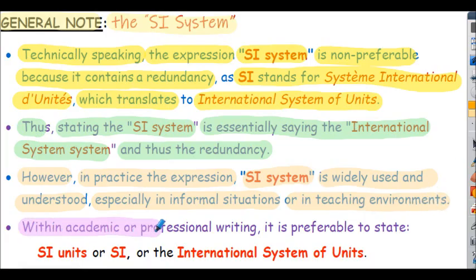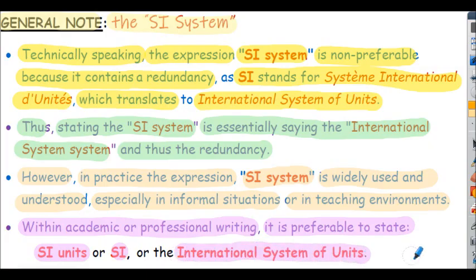However, within academic or professional writing, it is preferable to state SI units or the International System of Units. So I said that's just for a general note, and in truth I often do refer to the SI system, but just for completeness we should be aware that it's preferable to state SI units or the International System of Units.